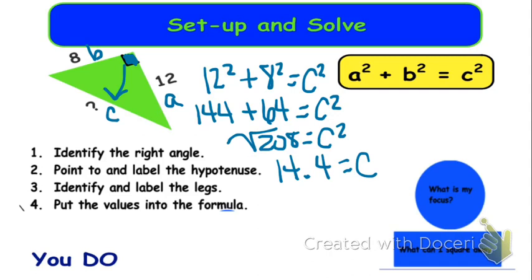So 14.4 equals C. And once again, if you take the square root of 208 and get something other than a decimal, like 4 square root of 13, hit your double arrow key, and that will put that into a decimal for you. If you have any questions, just let me know. And what you need to do is go onto Canvas and use those practice problems on Canvas.